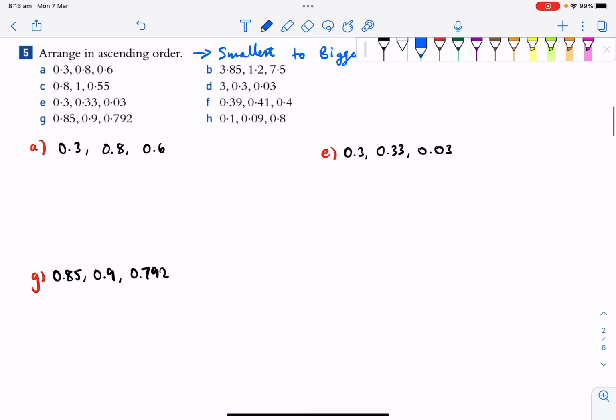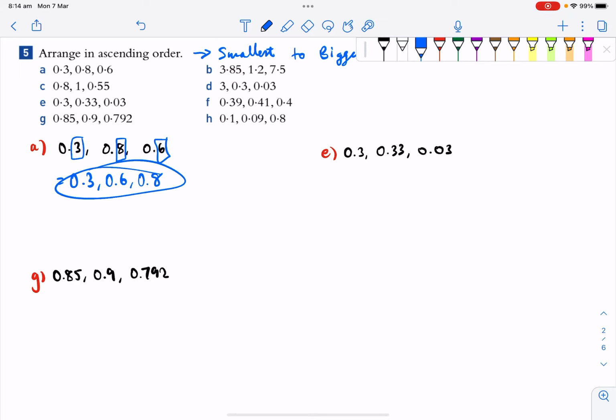Okay, so now from here, it's pretty easy. Well, first thing you need to do is make sure they're all in the same decimal position. So we're all in one decimal position. And then all we do, we look at the numbers, 3, 6, 8. In that order, it goes from smallest to biggest. So therefore, we rewrite this as 0.3, 0.6, 0.8, and we're done. All right, so make sure they're in the same decimal positions and then write them in the logical order.